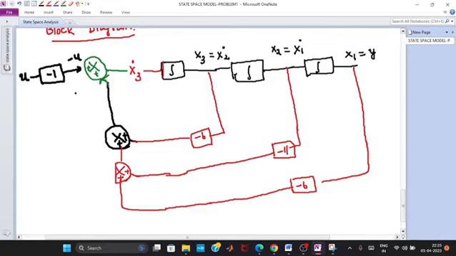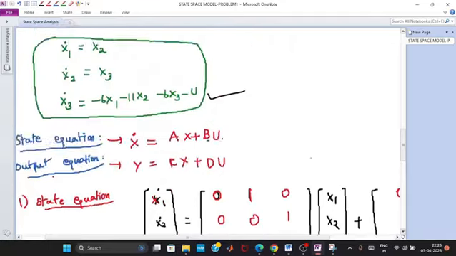Now we can see that x3 dash equal to minus 6x1 minus 11x2 minus 6x3 minus u, and x2 dash equal to x3, x1 dash equal to x2, and the output value equal to x1. This is the equivalent block diagram representation for the given differential equation.